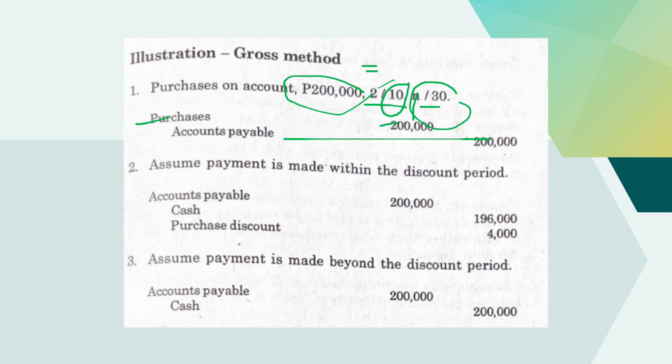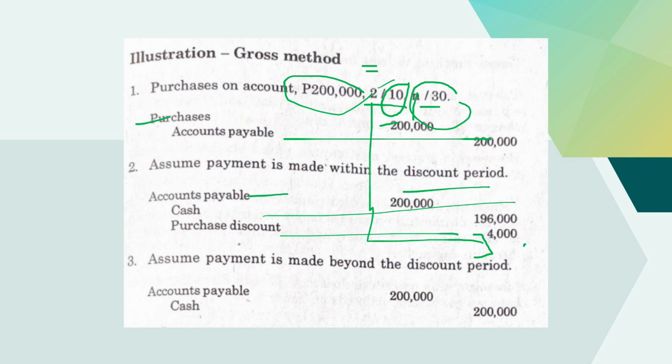Assume that payment is made within the discount period, then therefore, you're able to avail the 2%. Ito yung purchase discount. So, accounts payable, babayaran mo na siya: debit accounts payable, 200,000, credit cash, 196,000, and credit purchase discount, 4,000. What if you pay beyond the discount period, nagbayad ka within 30 days, o hindi mo na-avail ang 2%? So, debit accounts payable, 200,000, credit cash, 200,000. So, this is the gross method.